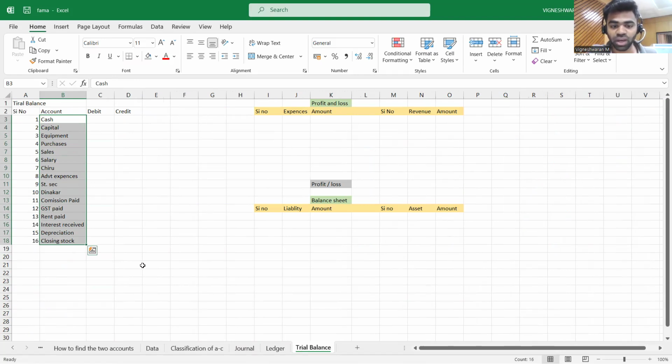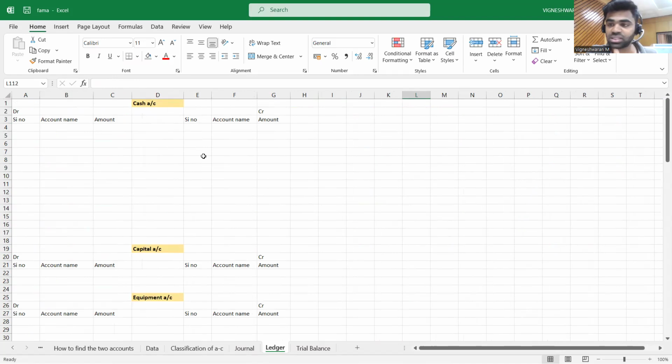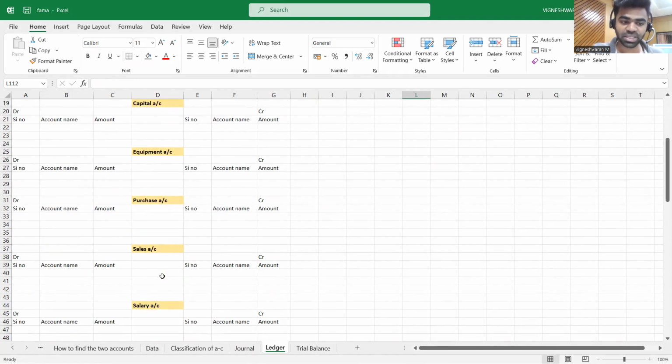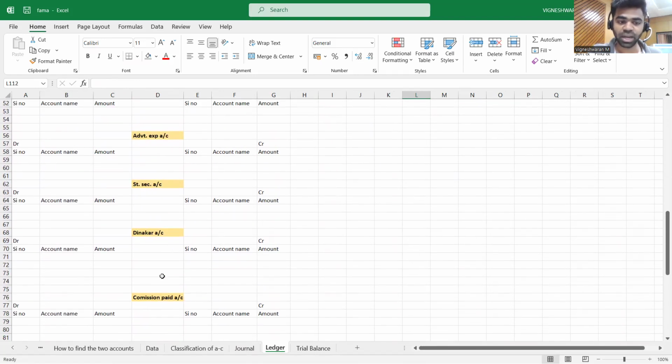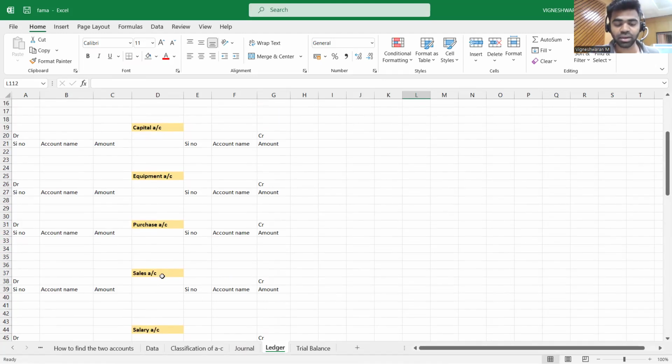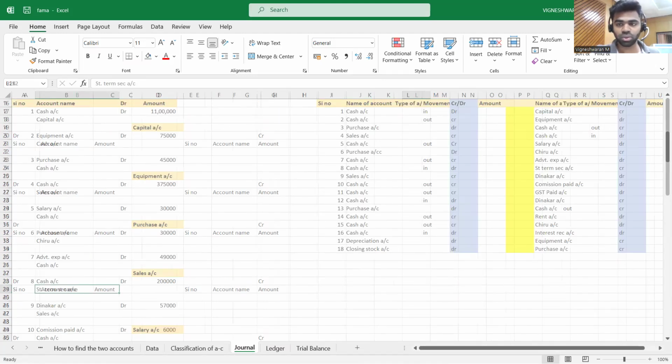Now what do we have to do? We have to make 16 tables. For the ledger, we have to make one table for each account. For cash account, one table. For capital account, one table. For equipment account, purchase, sales, like this. I have made 16 tables. I think so far it is clear, right? So you know how to write the journal.